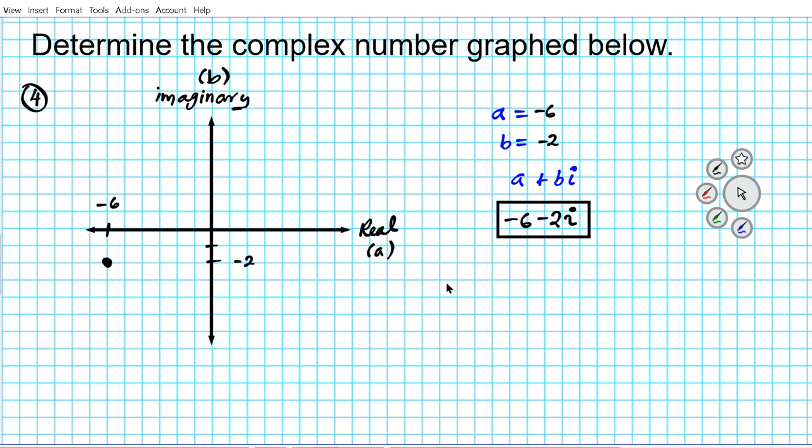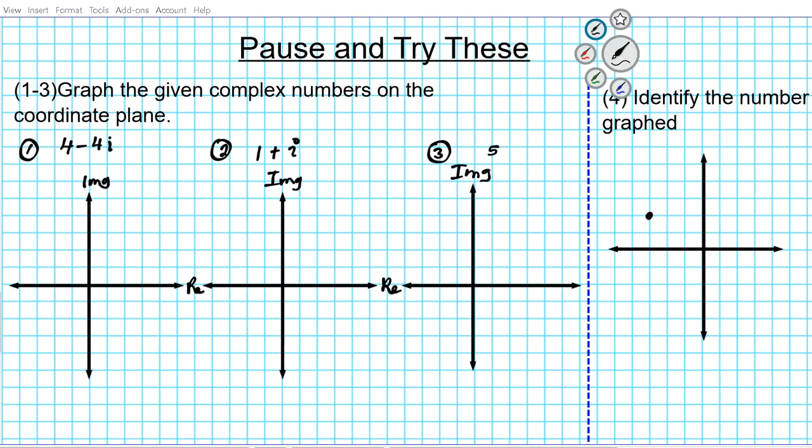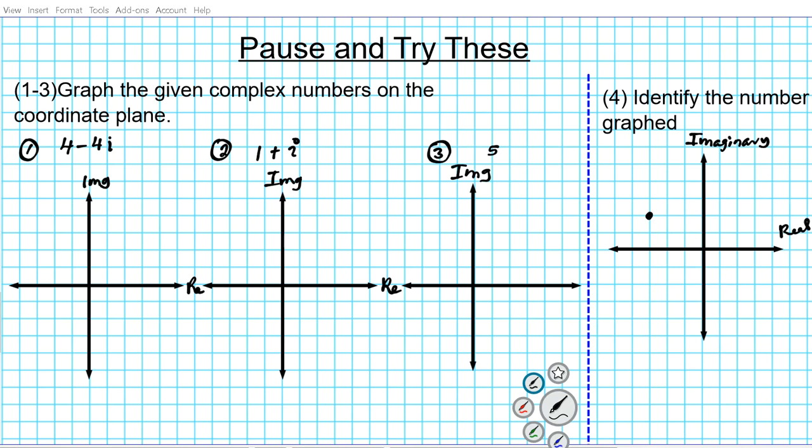Now it's your turn to do some practice problems to demonstrate mastery of the art of graphing complex numbers. Alrighty, so here are your 4 practice problems. Number 1 to 3, you are to graph the complex numbers given on the given complex coordinate plane. And then number 4, you're to determine what complex number is graphed on the complex coordinate system. Alright, so go ahead and pause the video presentation at this time. Try these problems. When you're done, click back on the play button, and then we will reveal what the correct answers are.